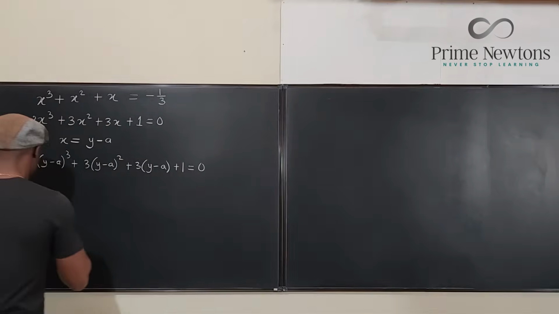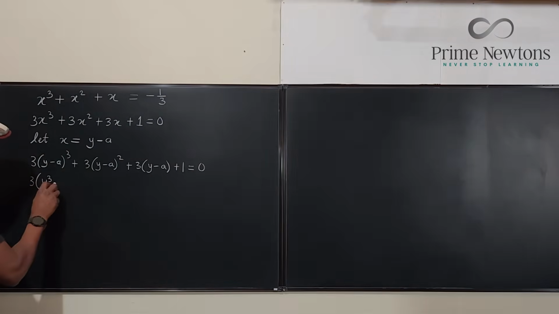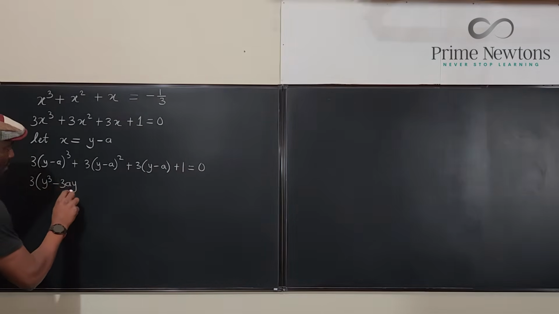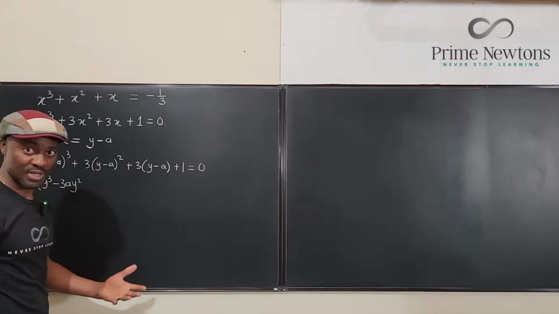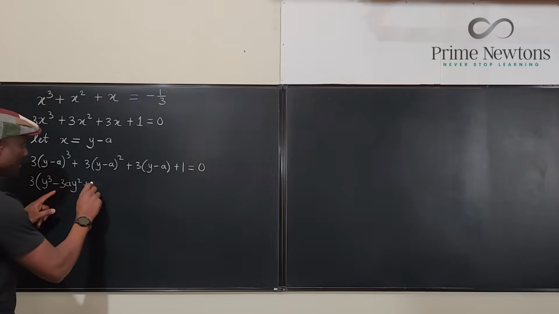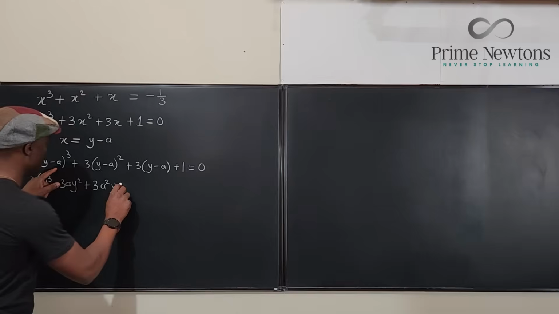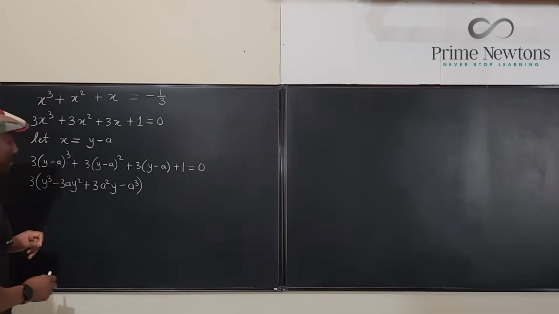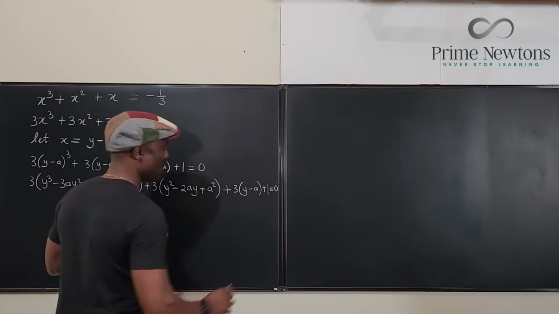So here, we're going to have 3 times, this is y cubed. This is going to be minus 3ay squared. You see, you're going to be reducing the exponent here. So this is binomial expansion, okay? You have to do that here. And this is going to be plus 3a squared y. And this is going to be minus a cubed. So this is what you get here. Now here, when you expand this, it is going to be plus 3 equals 0.